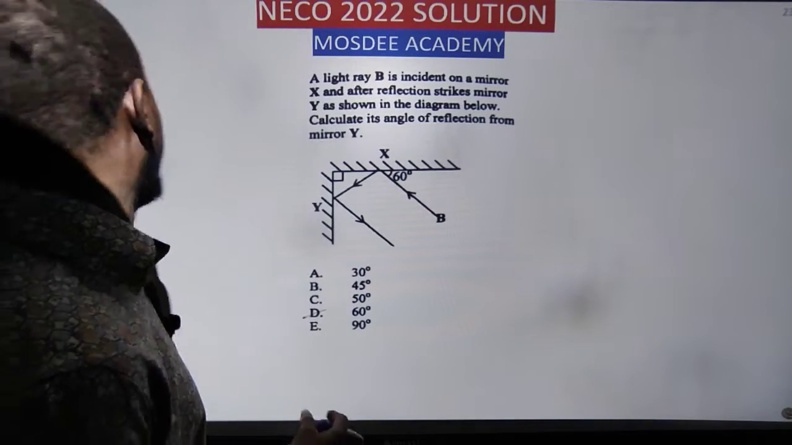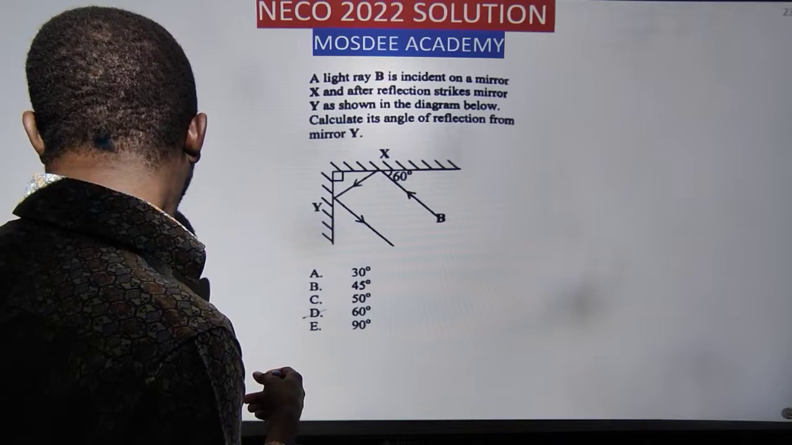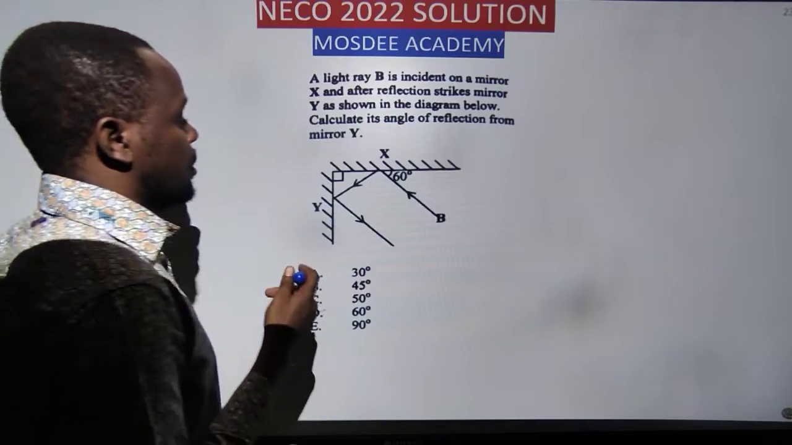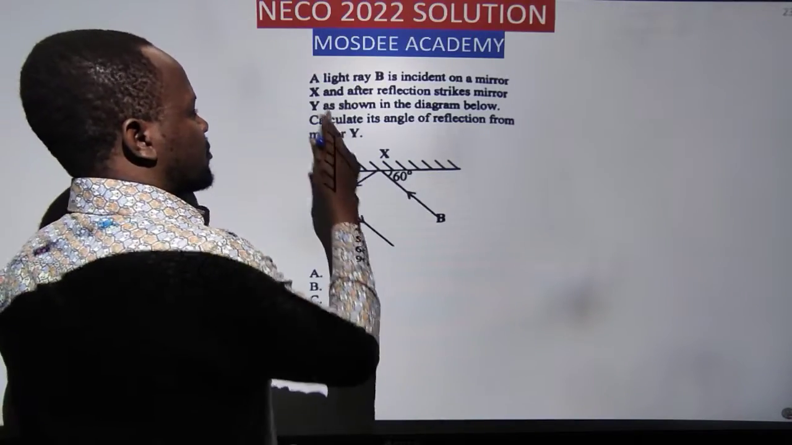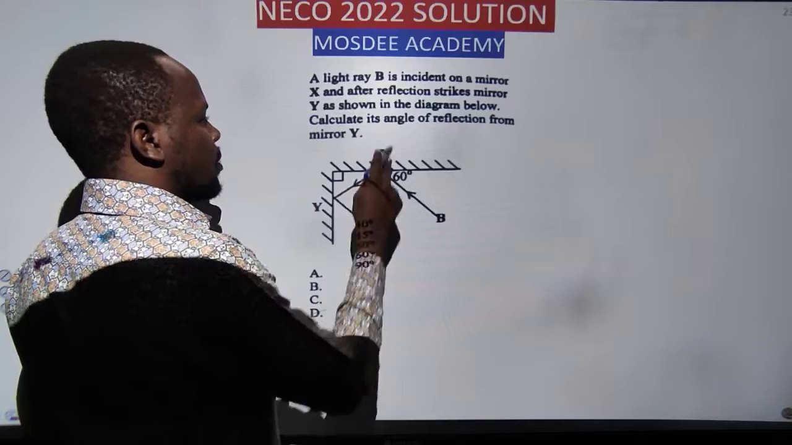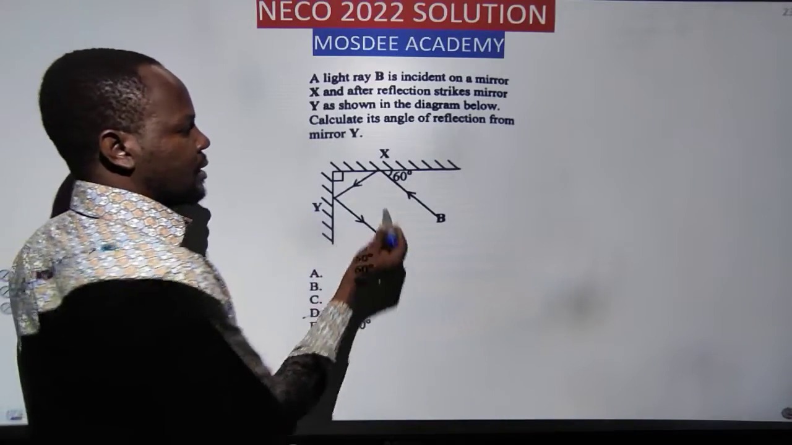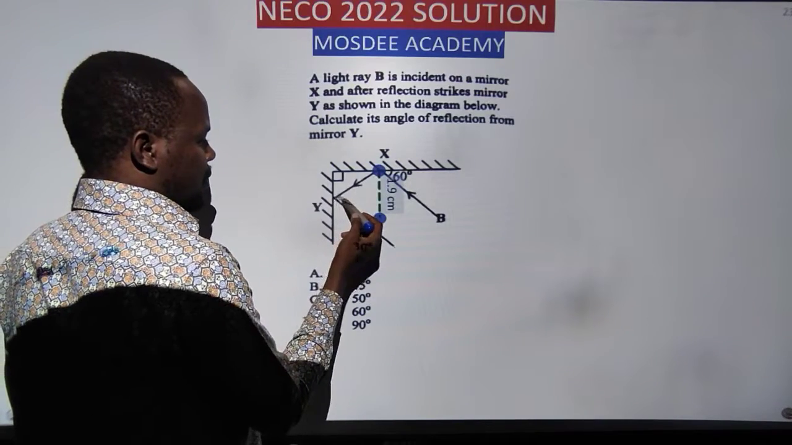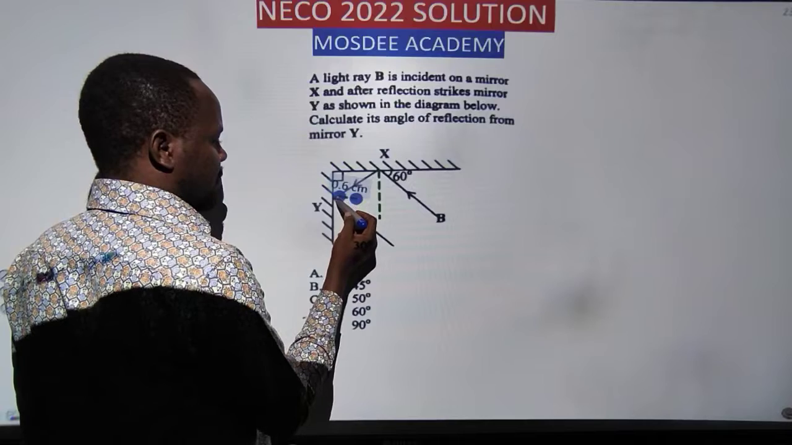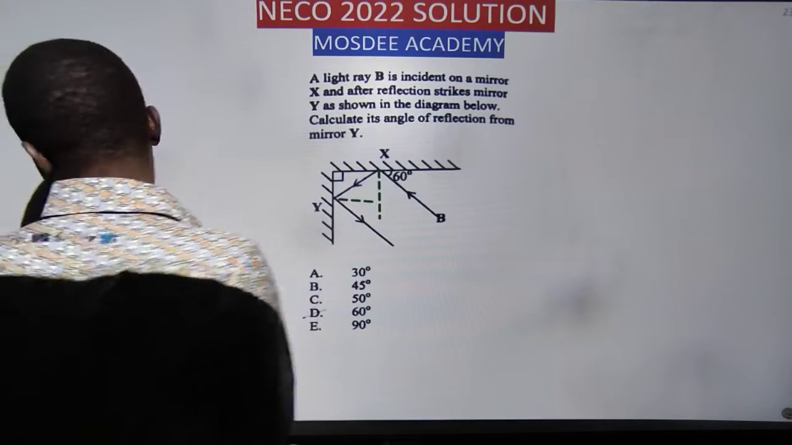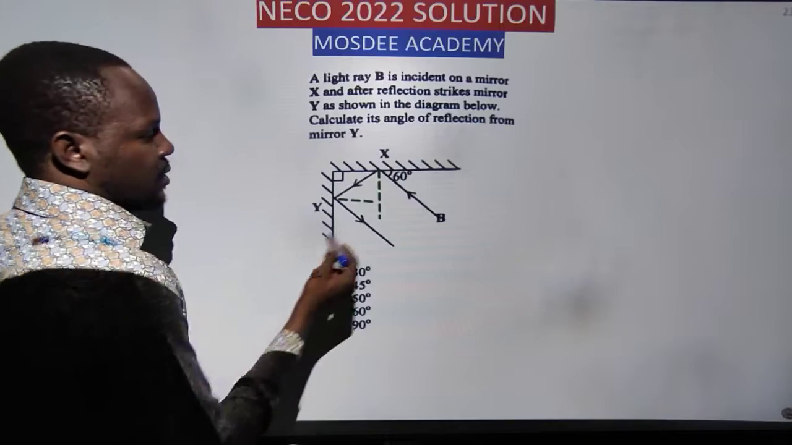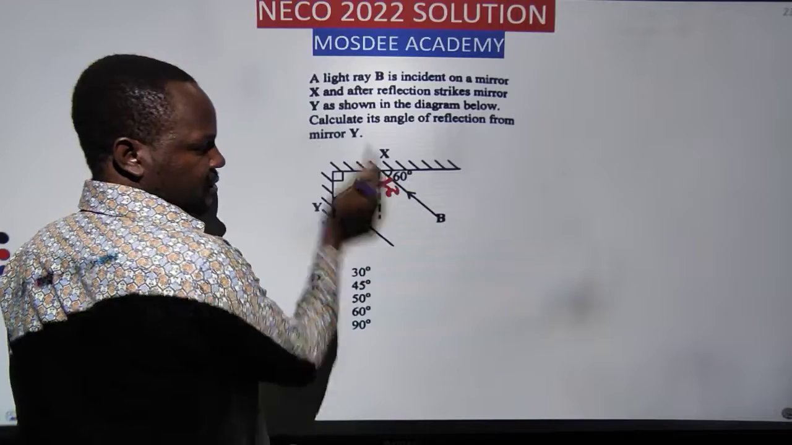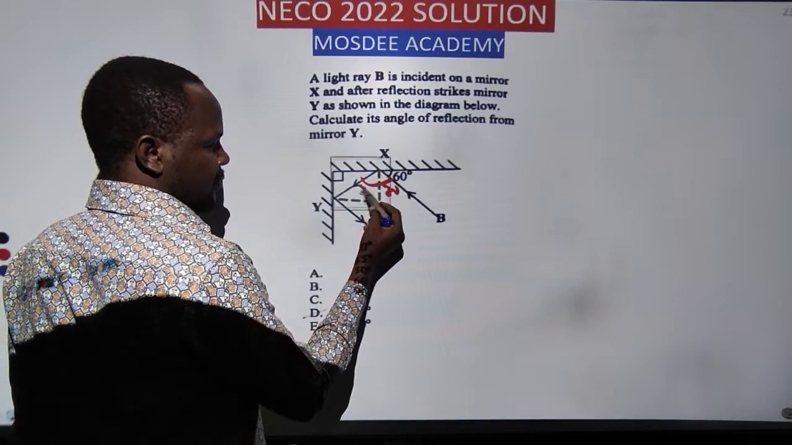Now, this one says a ray of light B is incident on a mirror X. After reflection it strikes mirror Y, as shown in the diagram. Calculate the reflection angle in Y. Let's complete the diagram. From what we've learned, the angle of incidence is equal to the angle of reflection. Just for illustration's sake, if we say the main angle is 30, this is the angle of incidence, it's reflecting here, this is also 30.